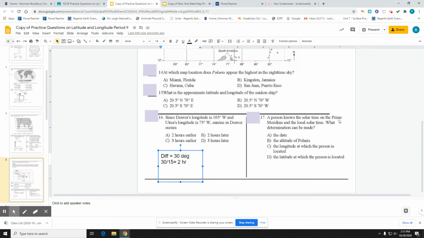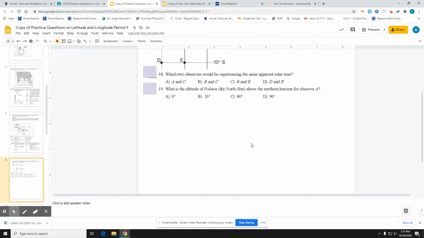A person knows the solar time of the prime meridian and the local solar time. What determination can be made? Well, just like I was saying, if a sailor wants to find their longitude, they have to have a clock set to the prime meridian and use the sun to find their local solar time. So the answer is C. It would be the longitude of the person.